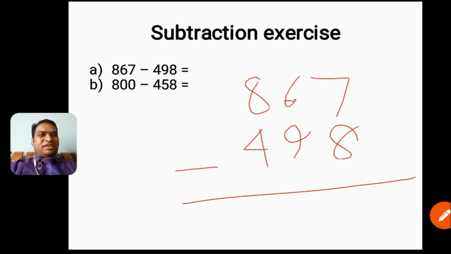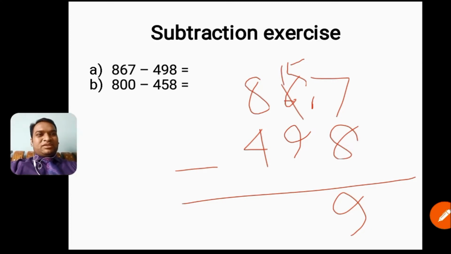So we'll carry 1 from 6. If we carry 1 from 6, it becomes 17 and 6 becomes 5. From 17, if we minus 8, we can minus, so 8, 9, 10, 11, 12, 13, 14, 15, 16, 17. So here is 9. And 6 became 5, and from 5 we cannot minus 9. So what should we do? We should carry 1 from 8.